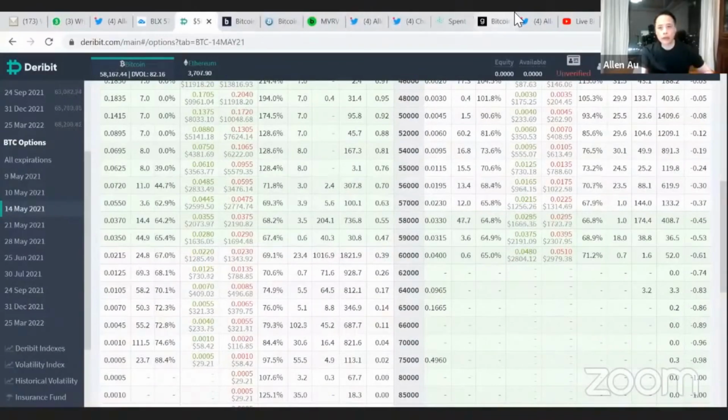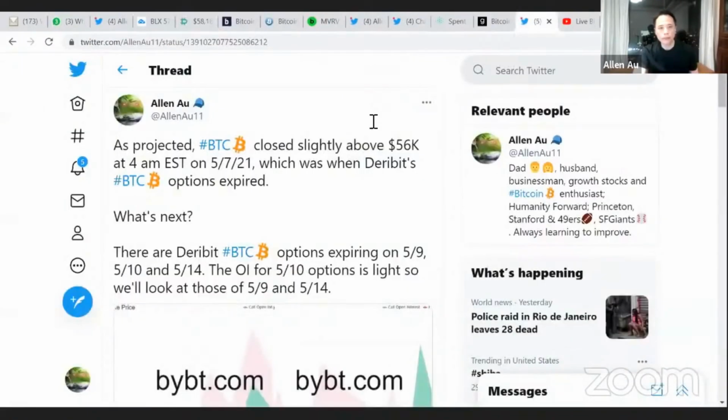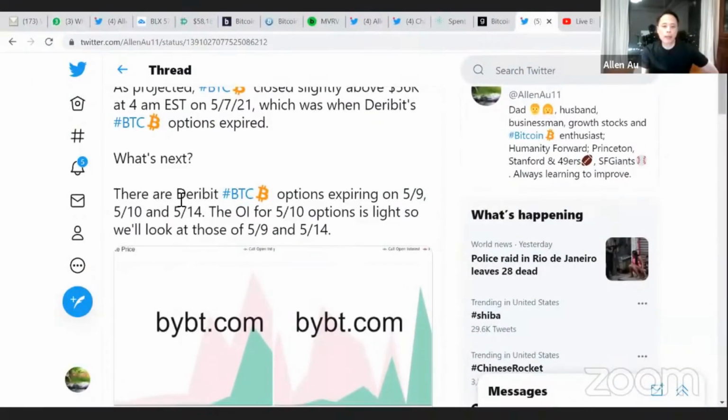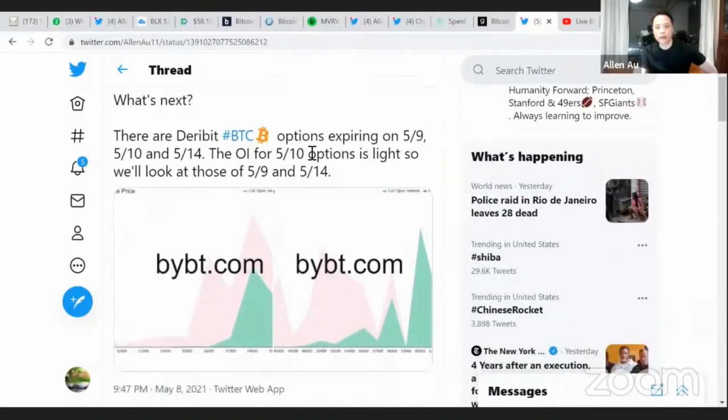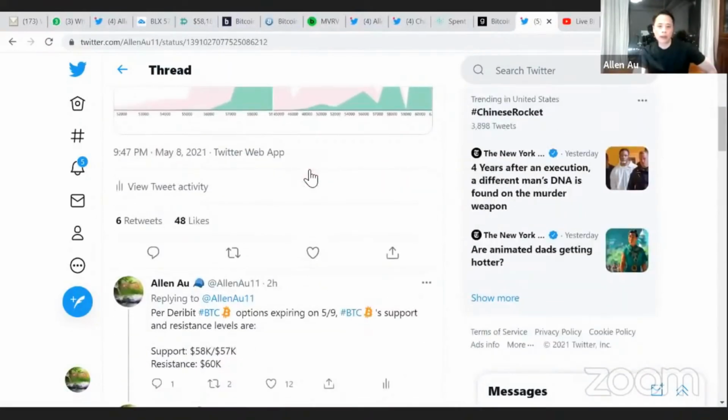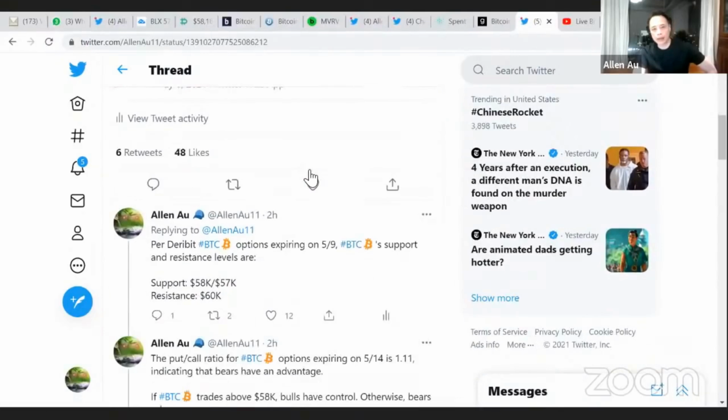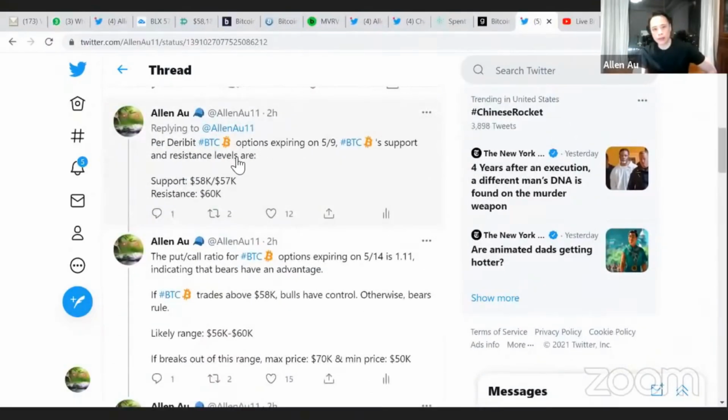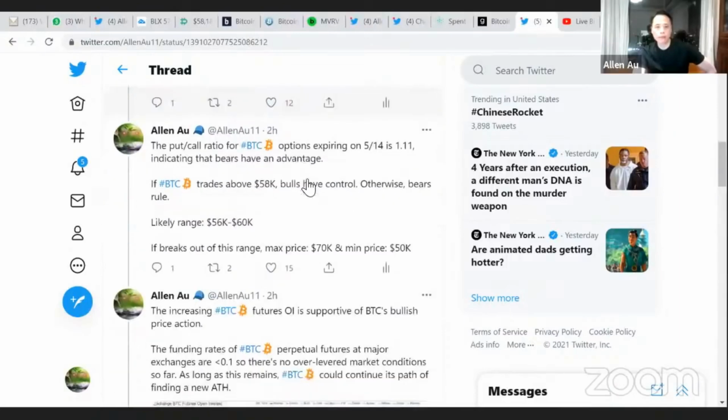So going back to my tweet. I said I'll look at the options expiring on the 9th, 10th, and 14th, and the one on the 10th I'm going to ignore. I'm going to focus on the 9th and the 14th. After looking at the open interest, I can determine the support and resistance levels. Support is at $58,000 and $57,000, and resistance is at $60,000.